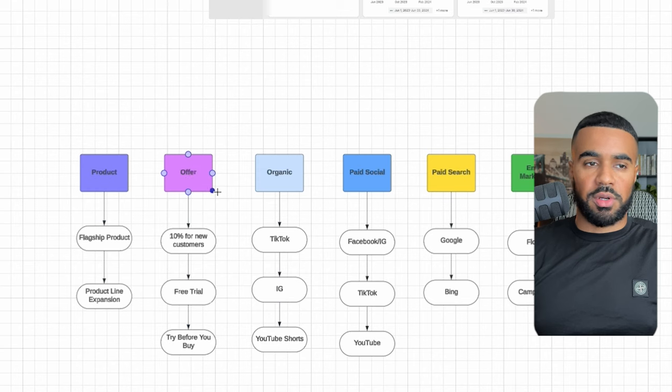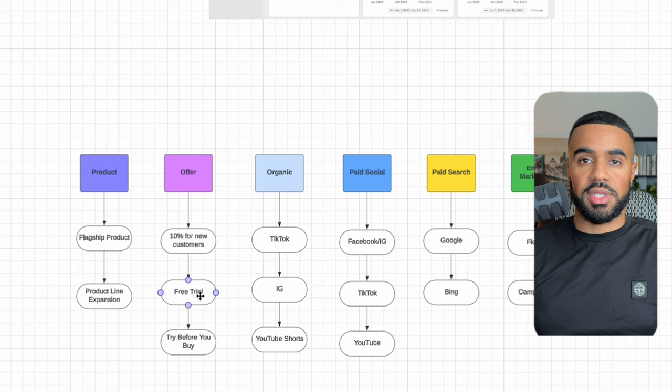Going over to the offer, obviously for every single e-commerce business, the offer is super important. We started off with a basic offer, 10% off for new customers. And we also started off with a free trial. And the way that it worked is a customer could come in, buy a sample pack, which we would consider a free trial. They would get it for free. They just have to pay for shipping. And after the sample pack is done, it's a week's worth of supply, they would automatically be billed and receive a full size bottle of the actual product.